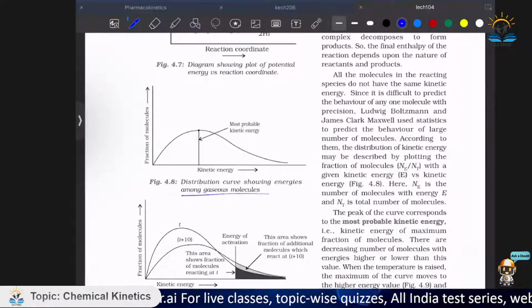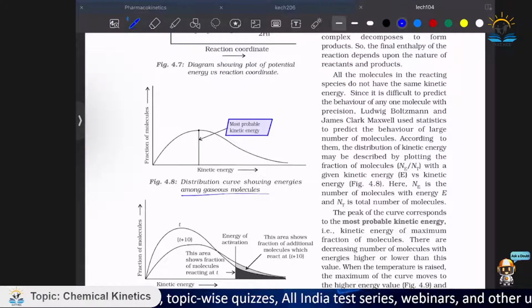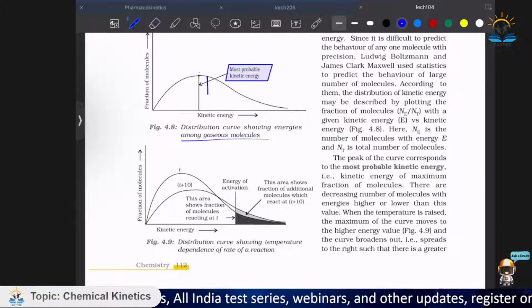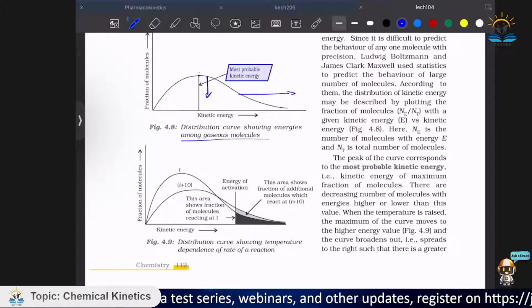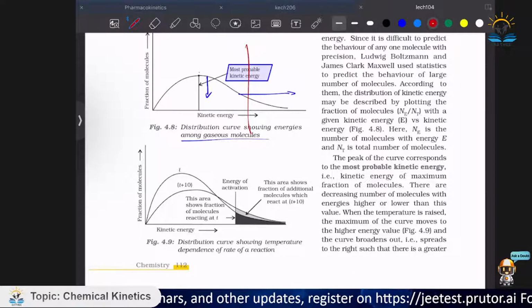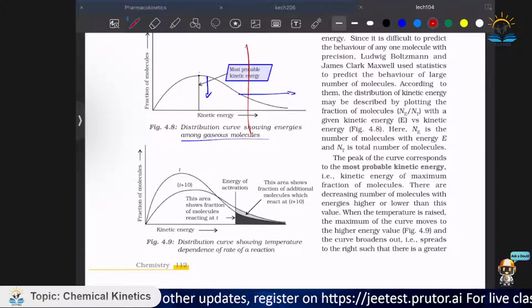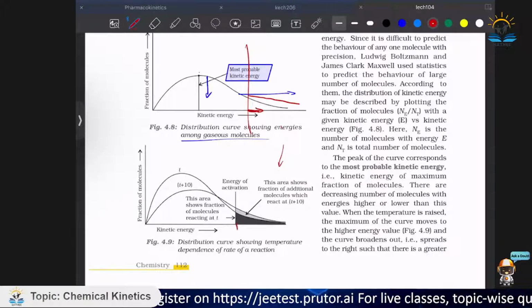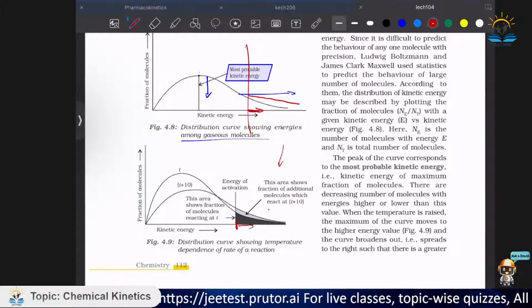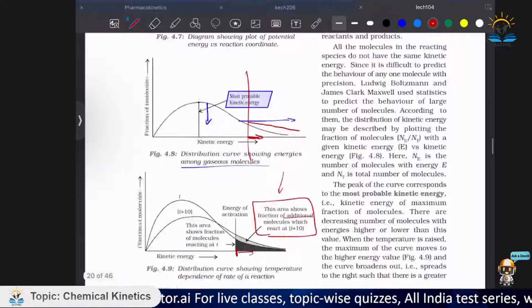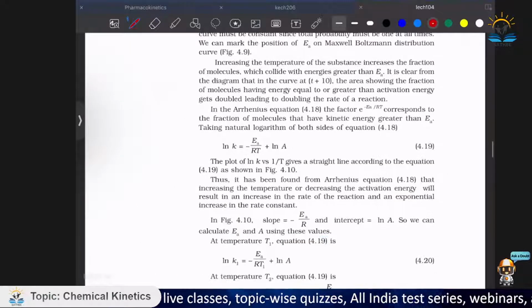If you have read KTG, this is the kinetic energy and number of molecules. The most probable kinetic energy lies somewhere here. And what happens if you raise the temperature is this curve flattens and broadens out. So if you randomly draw a line here, as the curve is broadening out, the molecules with kinetic energy equal to or more than this will be increased when you increase temperature. That was the theoretical explanation.